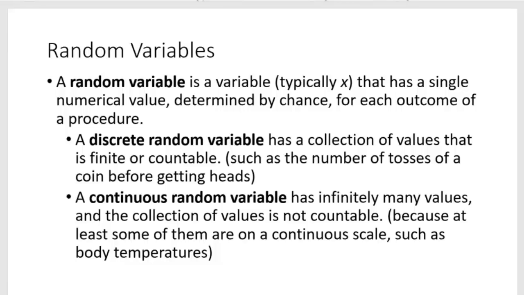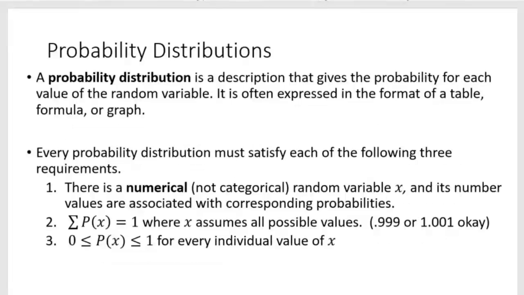A continuous random variable typically comes from something that is measured, such as body temperature or time or even height. That means we could decide how many decimal places out we need it to go, how small the pieces are that we need to include. It's continuous because there are infinitely many values that we can have there. So now, what is a probability distribution? It's a description that gives the probability for each value of this variable, and it's often in a table.